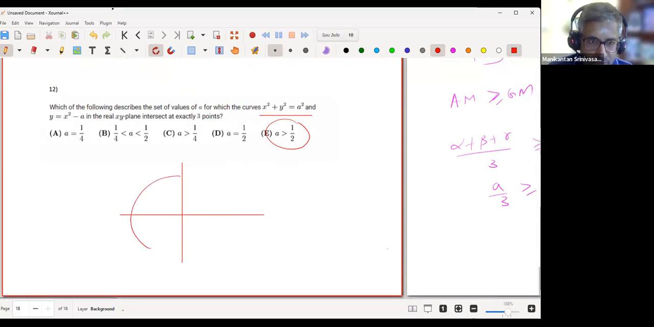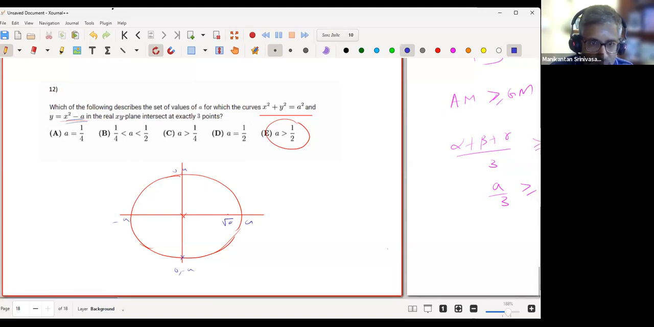So circle with a as the radius. Okay, so this is the circle. And then y equal to x square minus a is a parabola. So this is a comma 0. This is minus a. This is 0 comma minus a, right? And 0 comma a. So x square minus a is a parabola, and that also passes through 0 comma minus a. And then the roots are root a and minus root a.